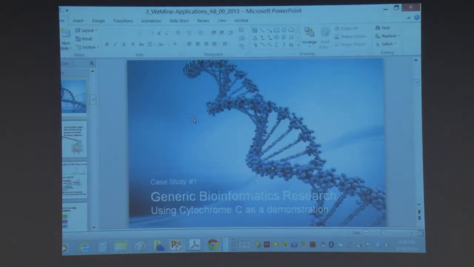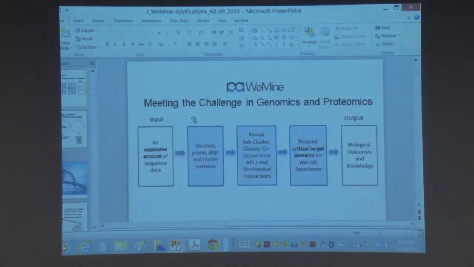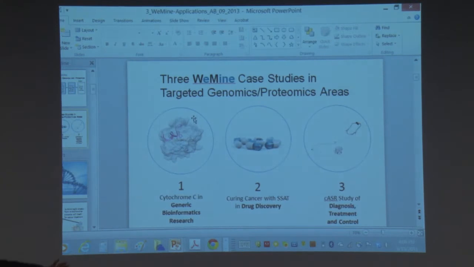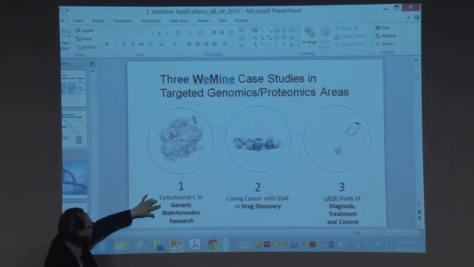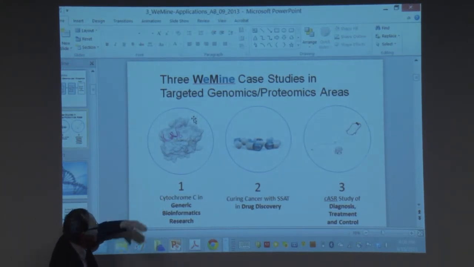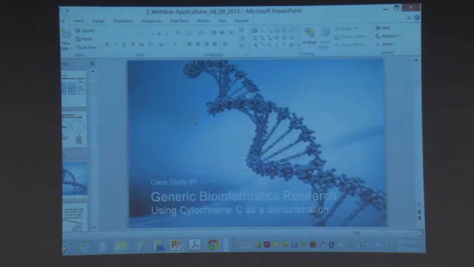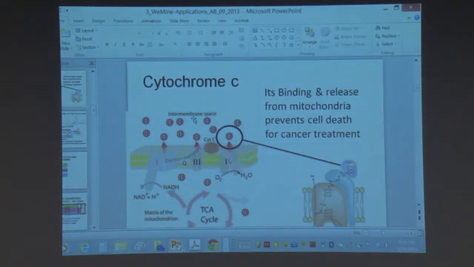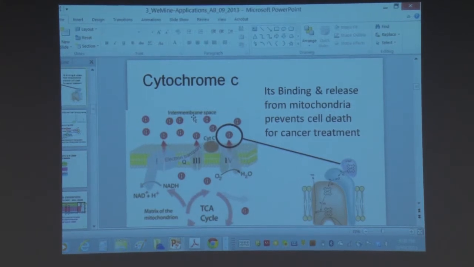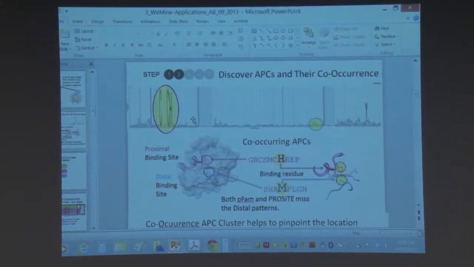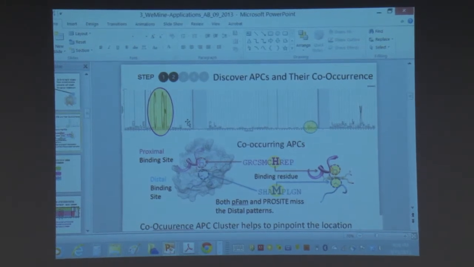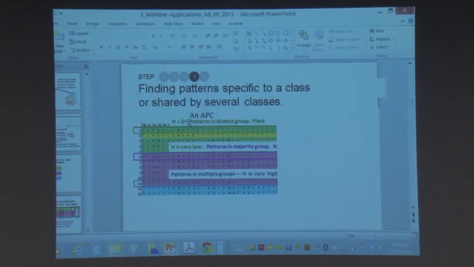Now we begin with three examples. First, using cytochrome-C, we will demonstrate that this can be applied to genetic information research. Second, drug discovery. And thirdly, disease treatment. So I don't have to say more about cytochrome-C. It is very important. Its binding and release from the mitochondria prevents cell death, relevant for cancer treatment. So this is the way we can find out how things could occur.